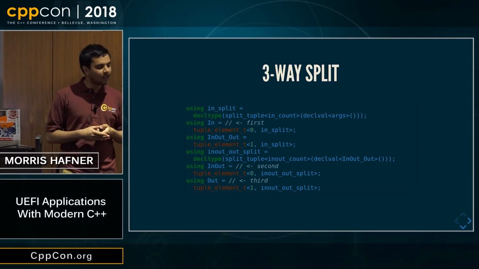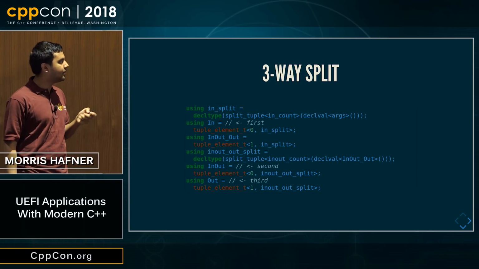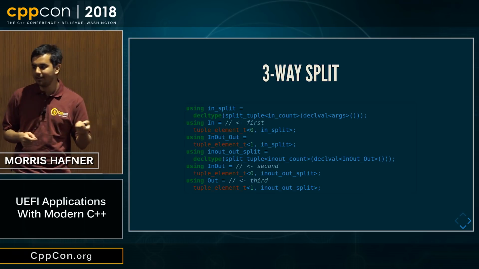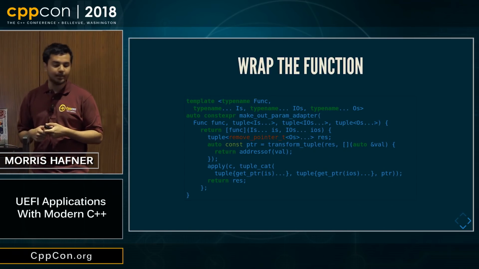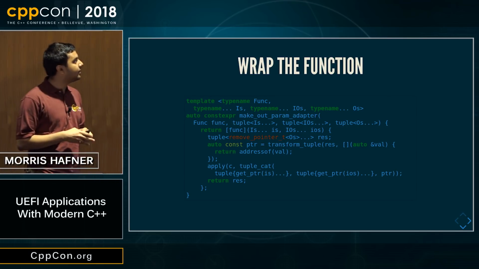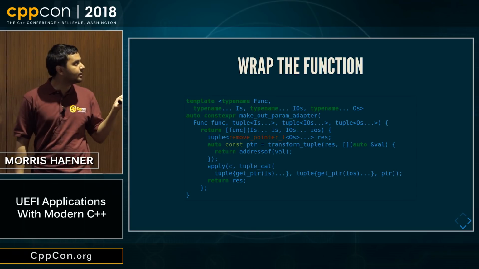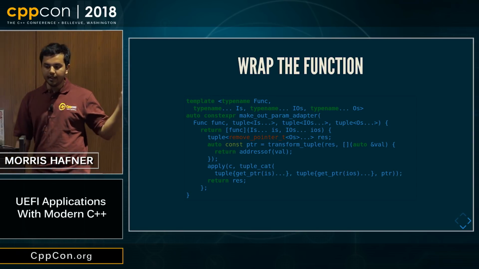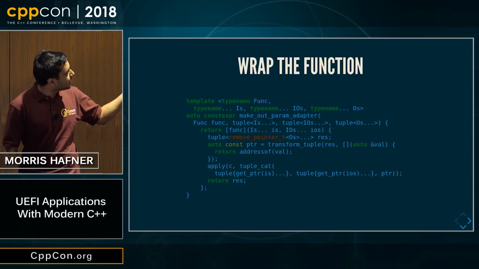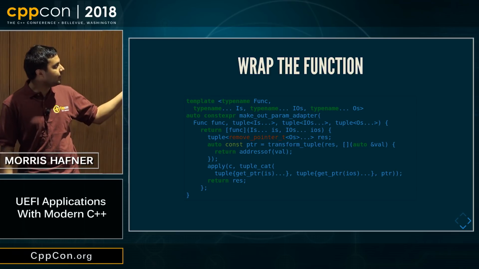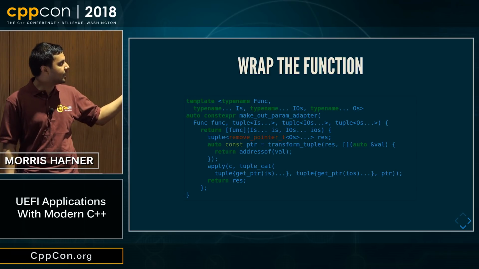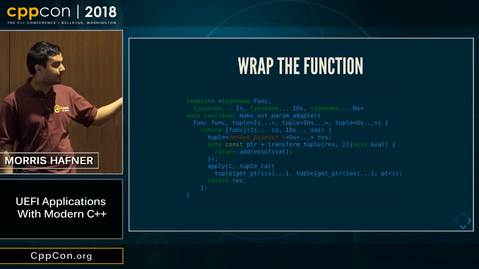And with those 3 type defs, I can call another cons_expr function called make out param adapter that takes 3 variadic templates: the sequence of inputs, the sequence of mutables, the sequence of outputs, and it takes the UEFI function as a parameter here, and returns a new lambda that captures our UEFI function, and this lambda only takes the inputs and the mutables as an argument, but not the outputs.